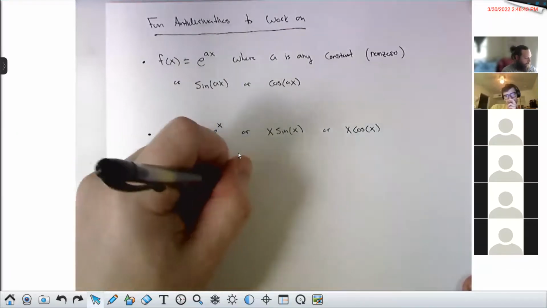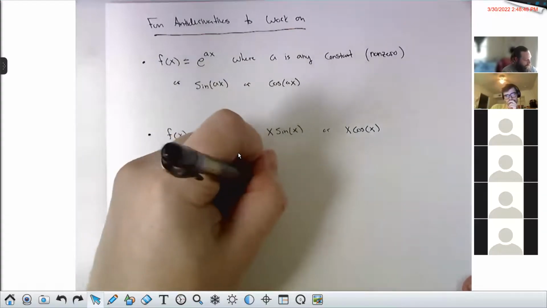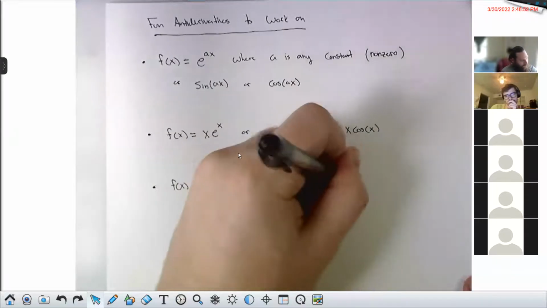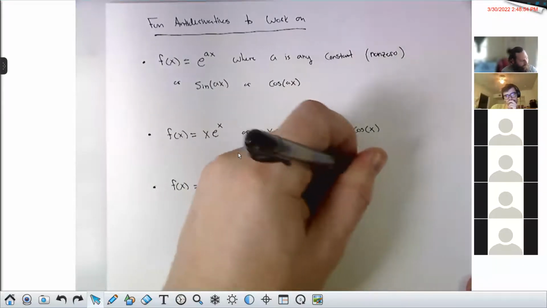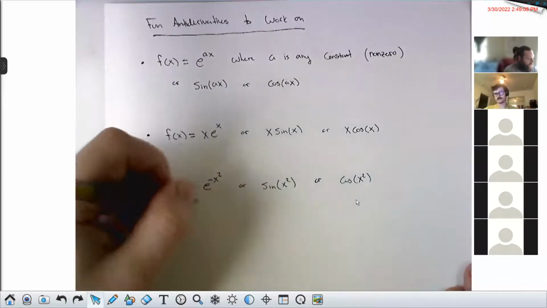Or, again, what works for e to the x works for sine or cosine. Something like sine of x squared or cos of x squared. These are quite famous. This is called the error function, the Gaussian bell curve. These are known as Fresnel functions, from Fresnel integrals or Fresnel curves, if you're familiar with the concept from physics. I could go on and on like this.